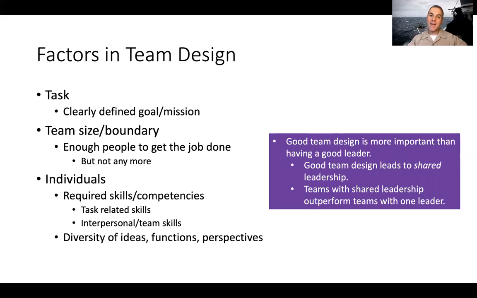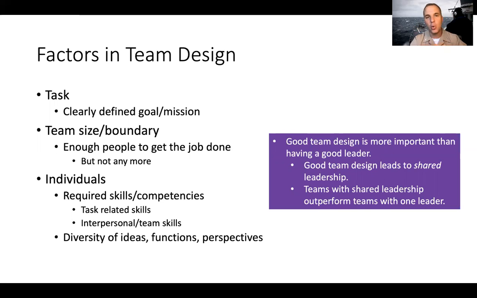You want to make sure the team has a diversity of required skills and competencies, task-related skills, but you also don't want to just select people for their task-related skills. You also want to select them for their ability to work on a team, right? Do they play well with others? Do they have those interpersonal and team skills that are so important? You really want to bring onto the team a diversity of ideas, functions, and perspectives. Why? Because they help build that task conflict. They help bring in all of these different ideas so the team can actually come out with the greatest idea.